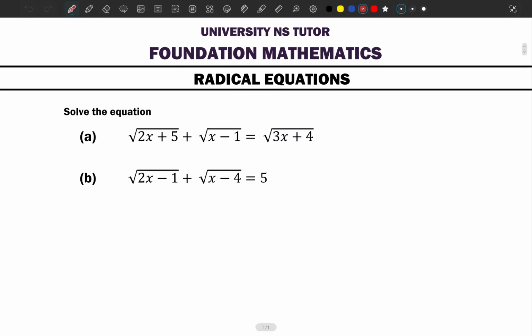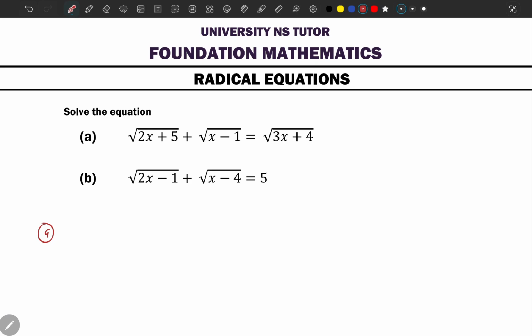We look at a foundation mathematics question on radical equations. Solve the equation: root of 2x plus 5 plus root of x minus 1 is equal to root of 3x plus 4. So to start with, before even solving this radical equation, step 1 is to set the domain.